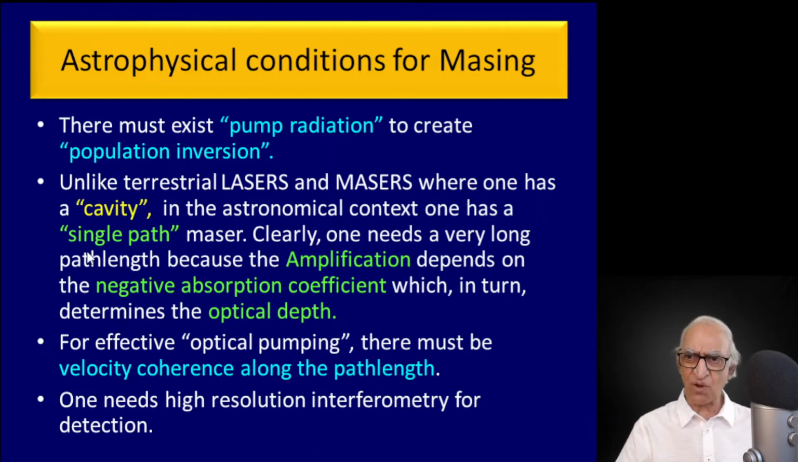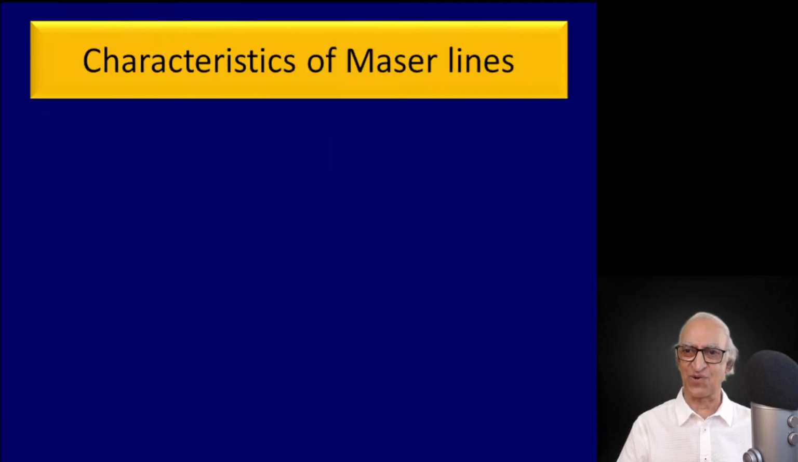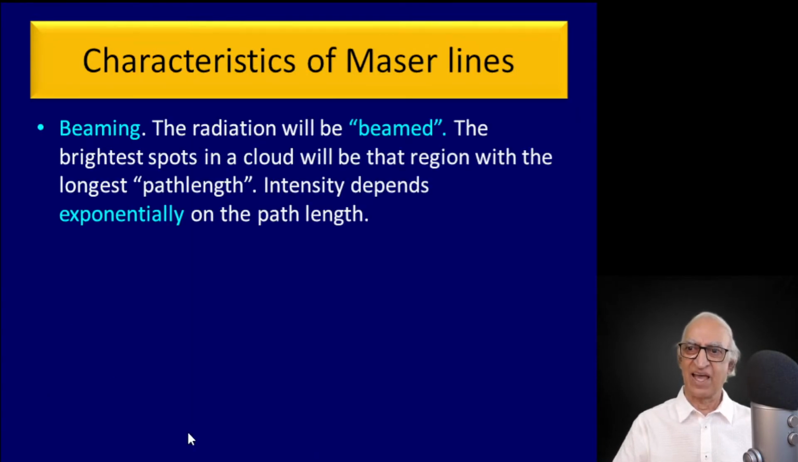So, but there are tall orders here. You need velocity coherence, you have to create a negative optical depth, a large negative optical depth, and so on. And you don't have clever experimental physicists to do so. That's the beauty of nature. Nature manages to do all these things. These lasers and interstellar masers will obviously be beamed just as terrestrial masers and lasers are beamed in the forward direction.